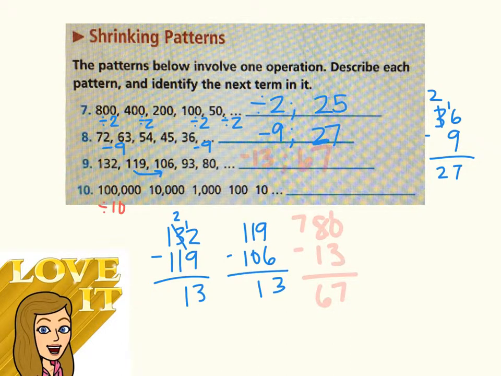So think about it. 100,000 divided by 10 would cancel one of those zeros, and it would become 10,000. And then 10,000 divided by 10 would cancel a 0, and it would become 1,000. So on and so forth until you get to 100 divided by 10 equals 10. So we found the rule is dividing by 10. So that means the next term would be 10 divided by 10, which equals 1.